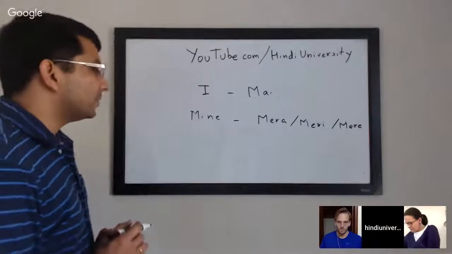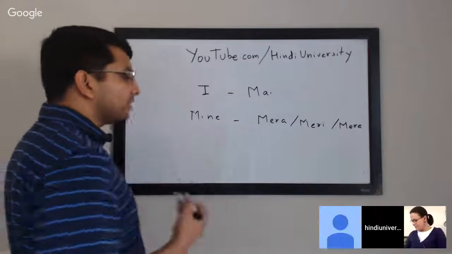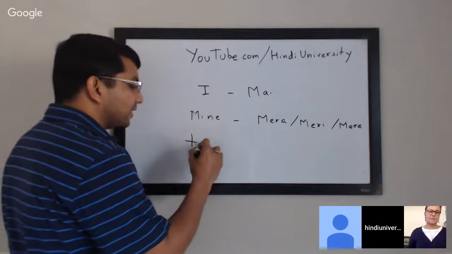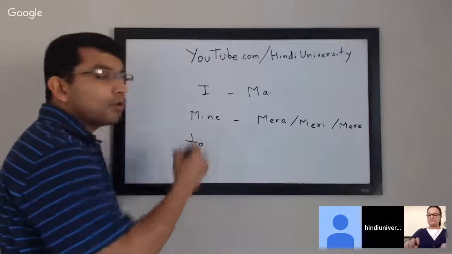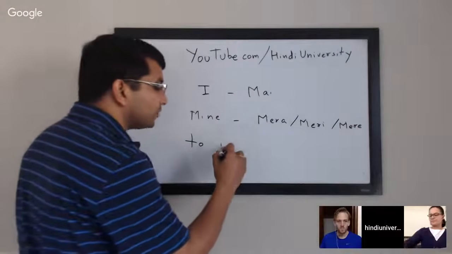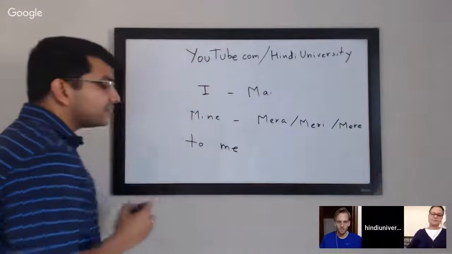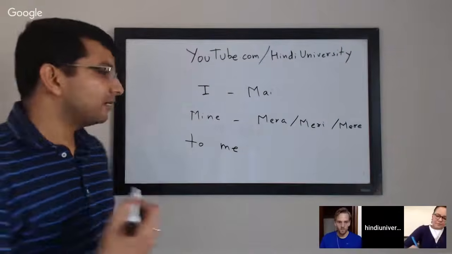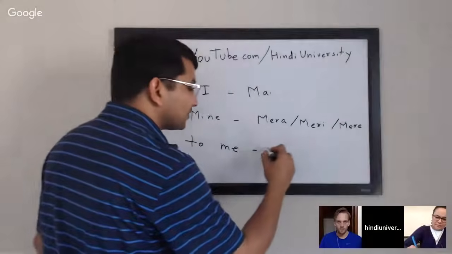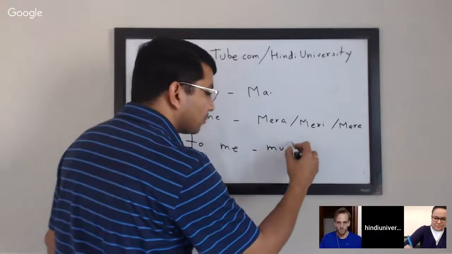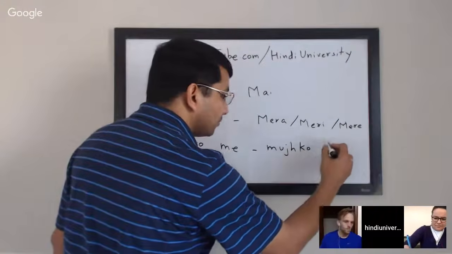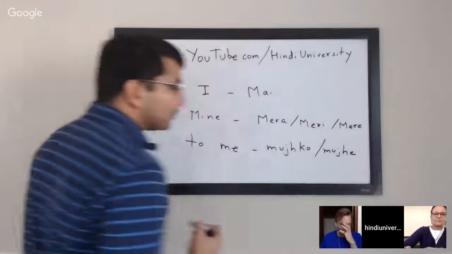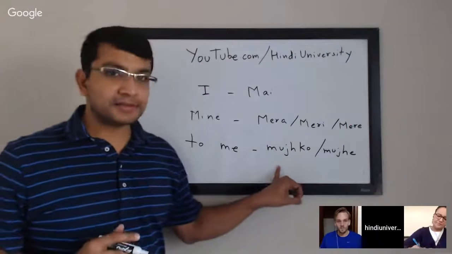Now it gets a little bit complicated as we move further in the class. In today's class, you'll be using basic to complex scenarios of how to use "to me". What if in the sentence you want to say "to me"? How do you say that? The answer really is mujhko or mujhe. Both of them are interchangeable. So we will look at about eight cases where you can use it.